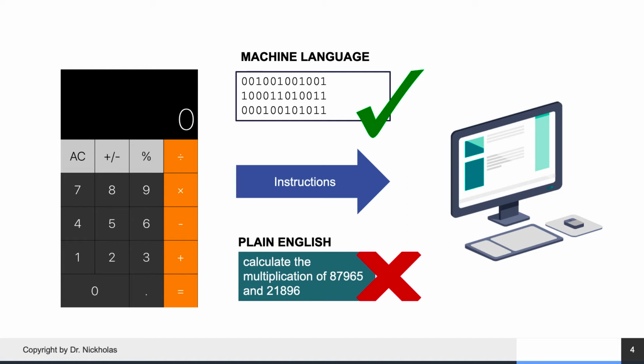By using this program, we are actually giving instructions to the computer on what to do. Those instructions have already been programmed into that particular calculator application. However, the computer cannot understand instructions that are written in plain English. It only recognizes instructions that are written in machine language.